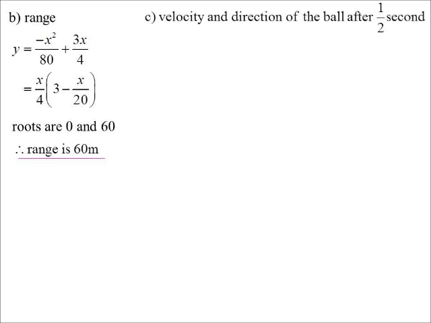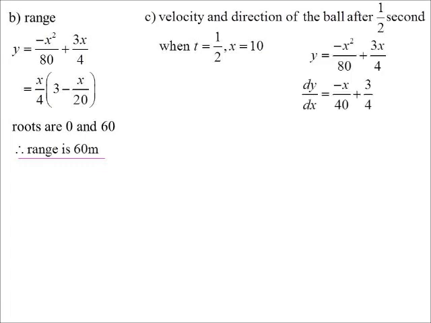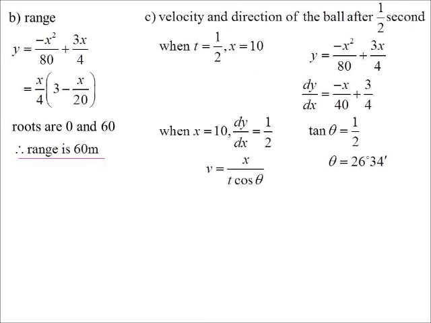Velocity and the direction. Well, when t equals a half, x was equal to 10. Sub that in. So I still got to use my parametric, I guess, to work out the x value. So I can then go and differentiate, sub in the x value to dy/dx is equal to a half. And so I can then say, oh, well, tan theta is a half. That gives me 26 degrees 34, same as we got before. And velocity, I can use x over t cos theta. And I've just drawn up a little triangle. It is a very little triangle, isn't it? So I can work out what cos theta is, and I get 10 root 5.